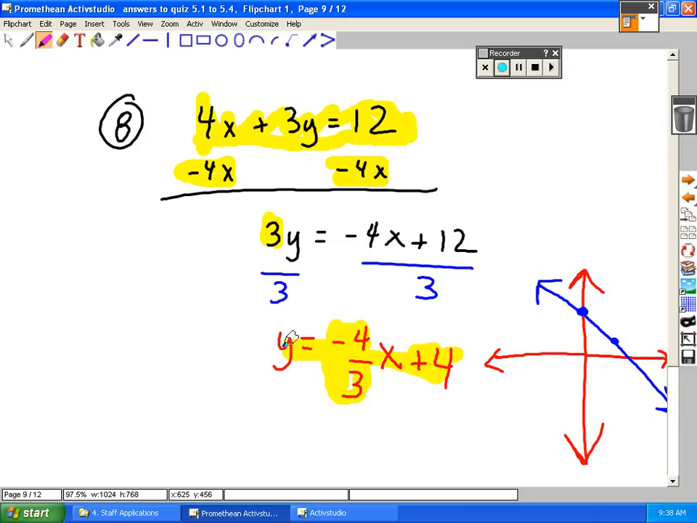So now that I have my equation in slope-intercept form, it's really easy to graph because this is the y-intercept, +4. So I went up to 4 on my y-axis, and I put a point. And then I just used my slope to get my other points. -4/3 means down 4 to the right 3. Down 4 to the right 3. I plotted my points, and then I drew my line.